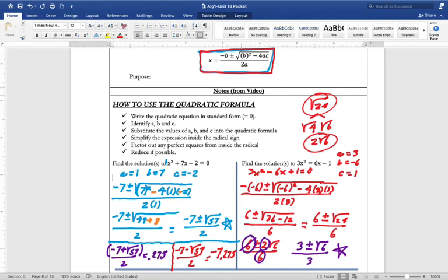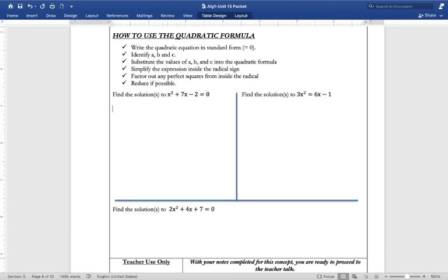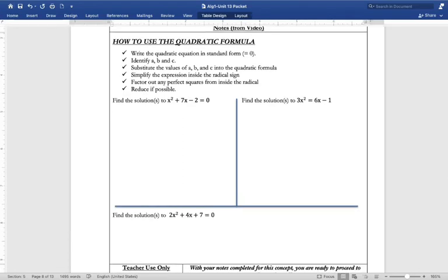All right, final one. Final one for you. Let's scoot on down to the bottom. We'll take the quadratic formula away from us for just a moment here. All right, we've got 2x squared plus 4x plus 7 equals 0. Take a moment, find your a, b, and c, and begin to plug things in. Now, something interesting is going to happen here, and we need to talk about that in a moment. So take a moment and find your a, b, and c. Once you find your a, b, and c, go ahead and plug them in to the quadratic formula.